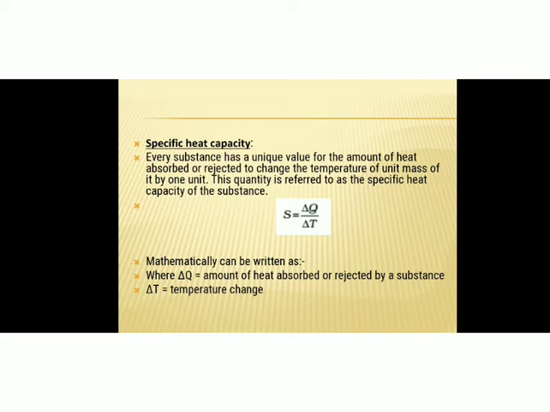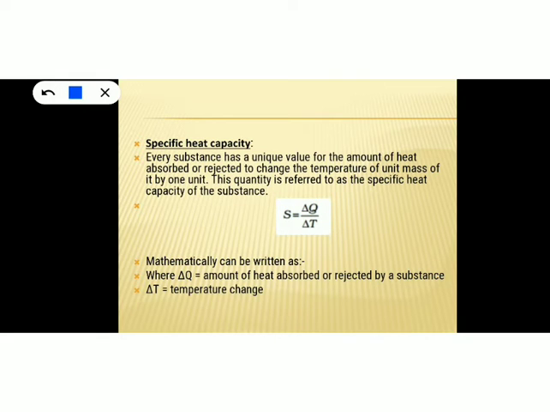It is the amount of heat required to increase the temperature of unit mass of substance by 1 unit. So what is specific heat capacity? It is the amount of heat required to increase the temperature of 1 kilogram or 1 gram, that means unit mass of substance, by 1 unit. To be more specific, the equation for specific heat capacity can be written like this. Specific heat capacity is denoted by small s.